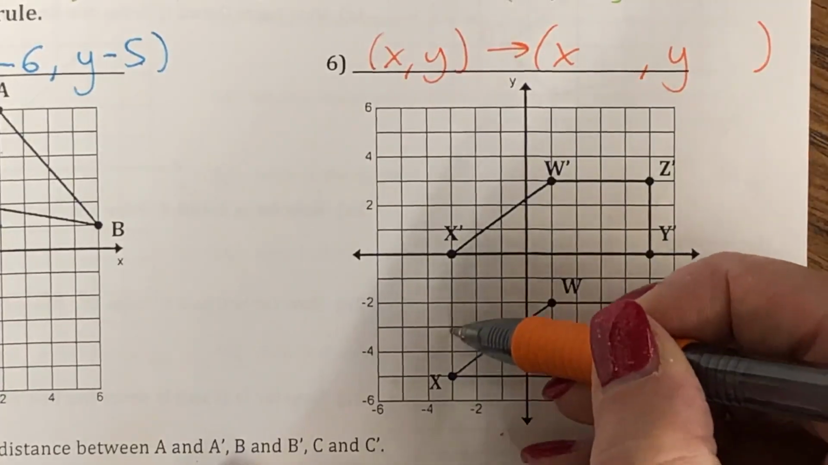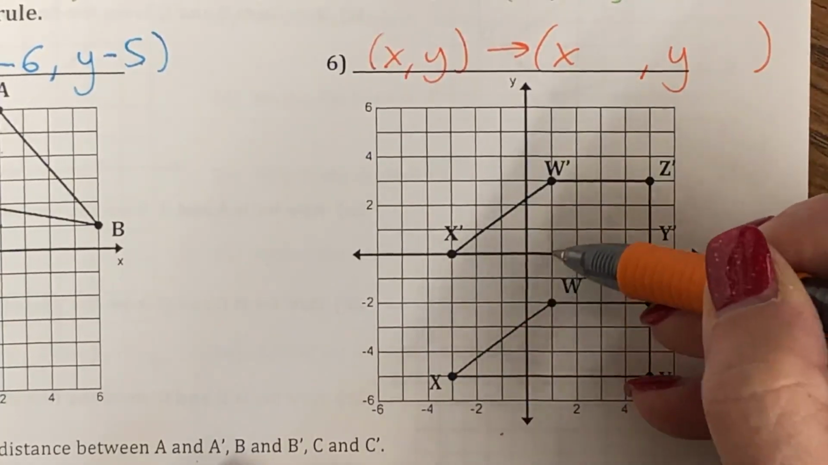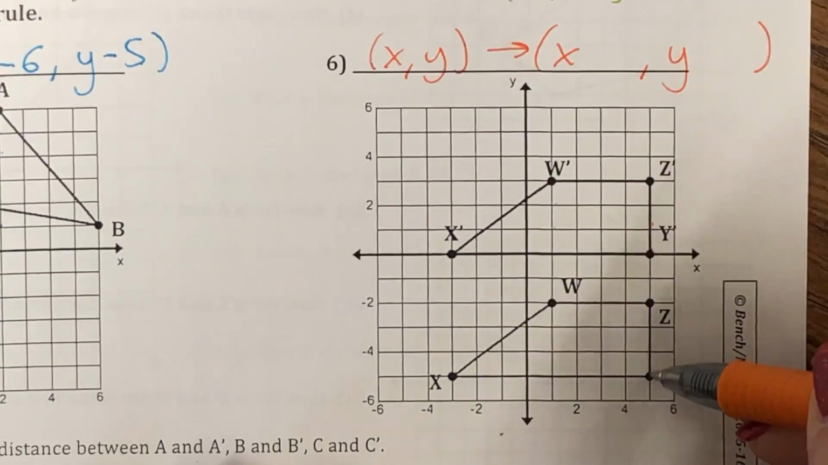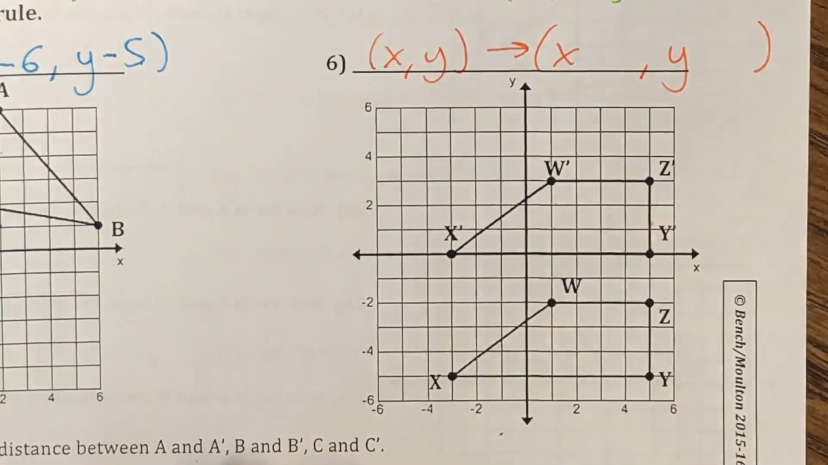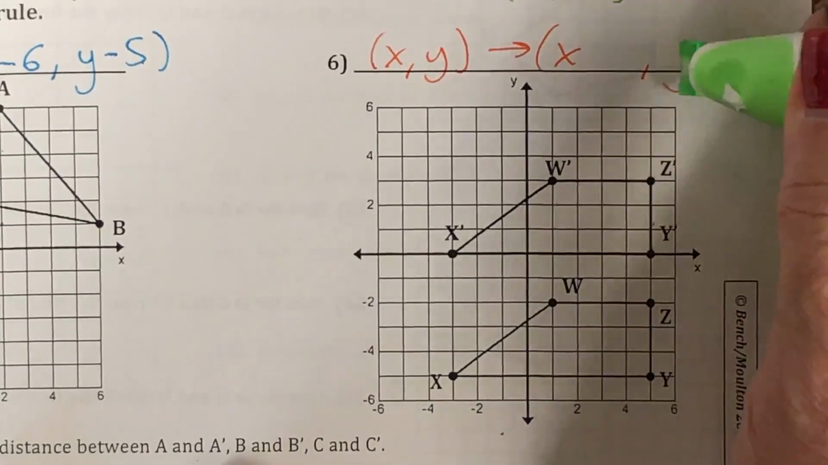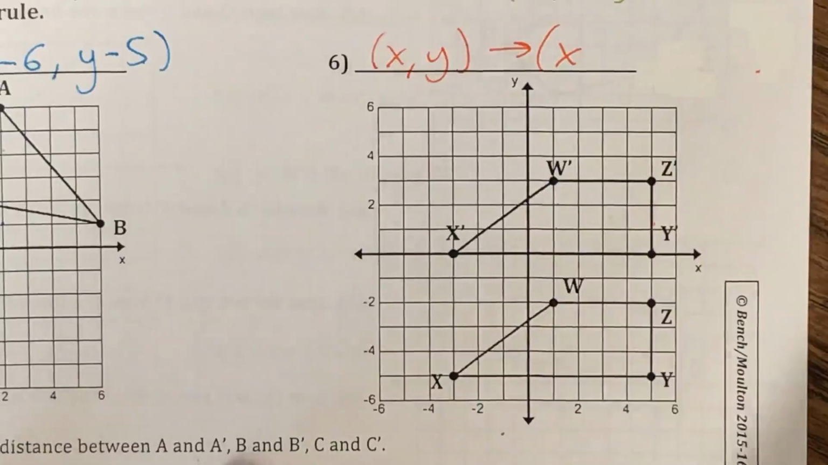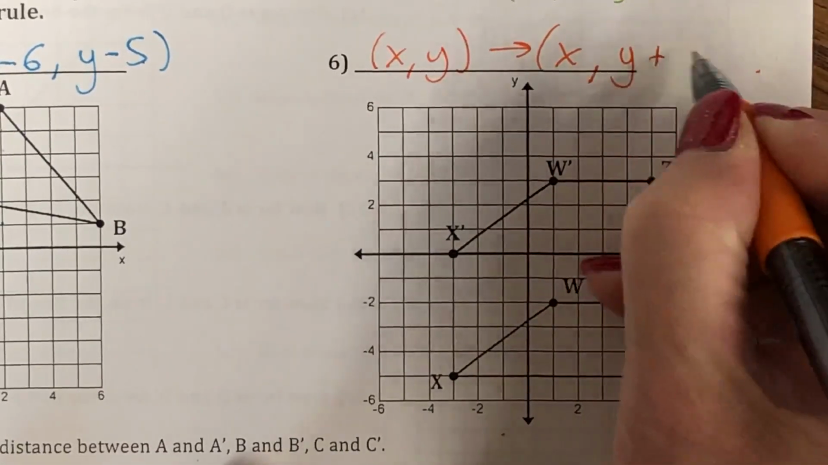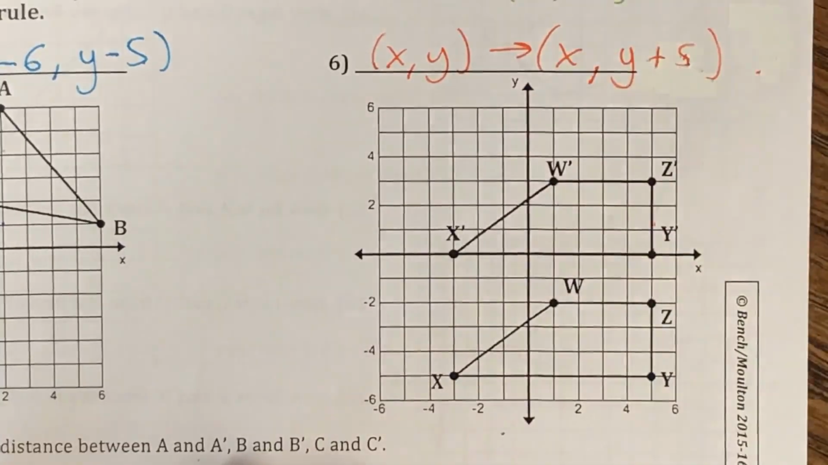So we go up 1, 2, 3, 4, 5. Up 1, 2, 3, 4, 5. And 1, 2, 3, 4, 5. So what I'm going to do is white this out. And our rule is going to be x comma y plus 5.